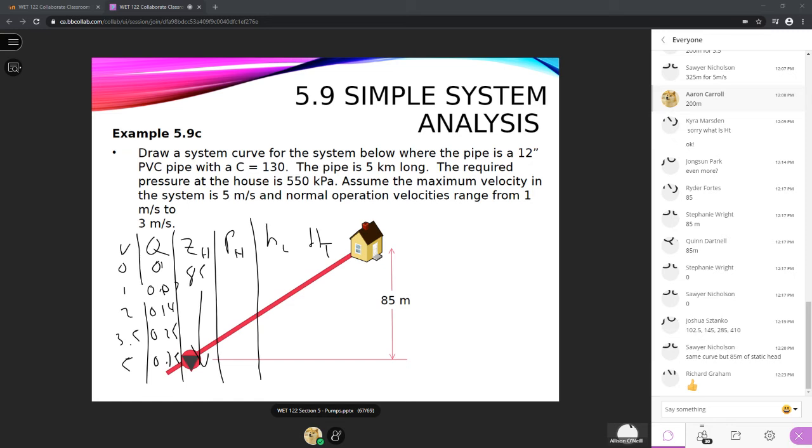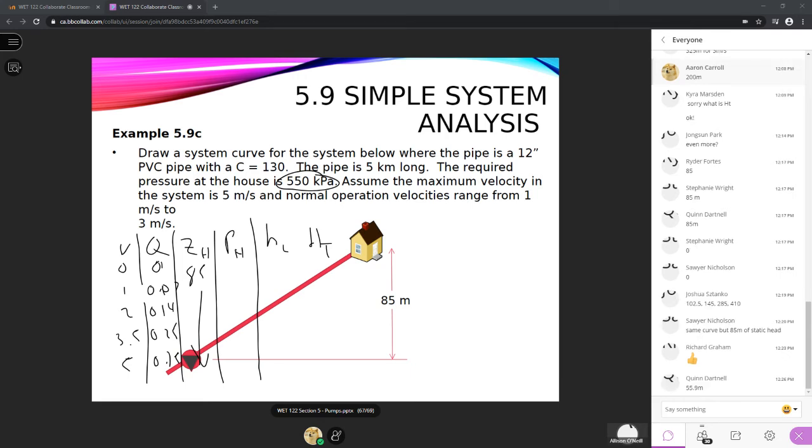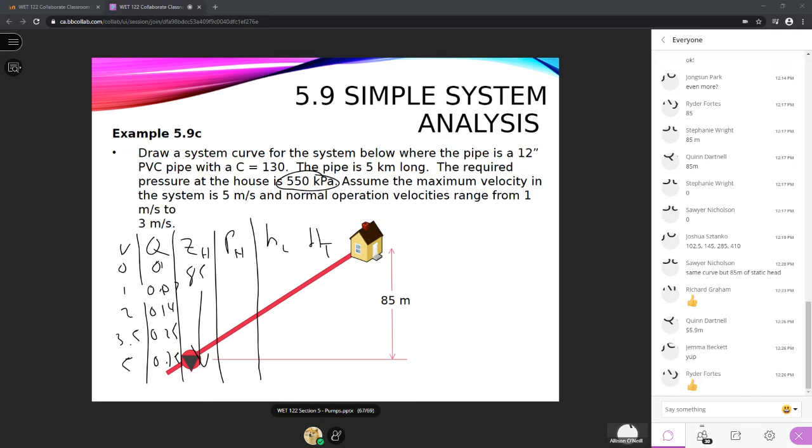But this time, our pressure head, we have to meet pressure requirements. So here we say we need to meet 550 kPa. So what is that in pressure head? Okay, Quinn's throwing out 56 meters of head. Does everybody want to agree with that? Yep. Okay, people like that number. So like the elevation head, the pressure head doesn't change. So for all of these points, it's going to be exactly the same.